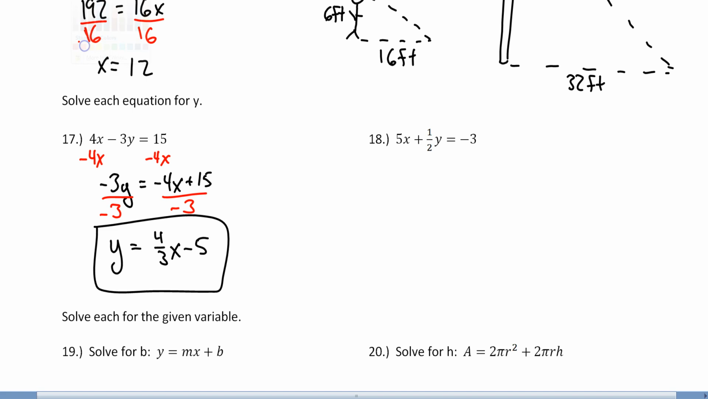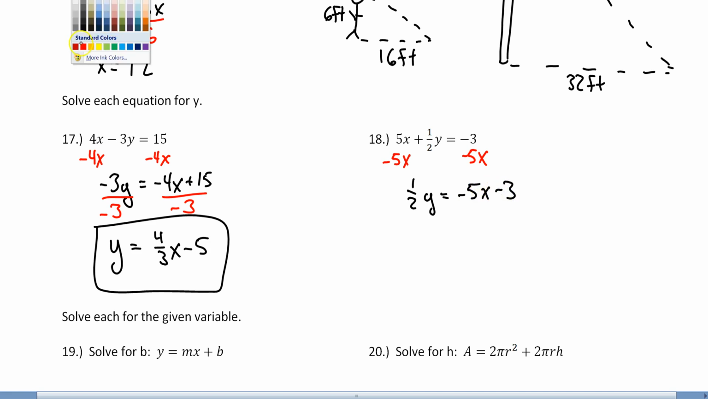This one, same kind of thing. It's kind of set up in the same way. I subtract the 5x. And once again, I'm going to follow the same protocol that I did before. I'm going to say, okay, 1/2 y equals, I'm going to write the x first. So I'm going to do negative 5x and then the minus 3. And now to undo the 1/2, don't divide by 1/2. Multiply by 2 instead, okay? Always undo fractions in terms of multiplication. Things will always work out better if you do it that way.